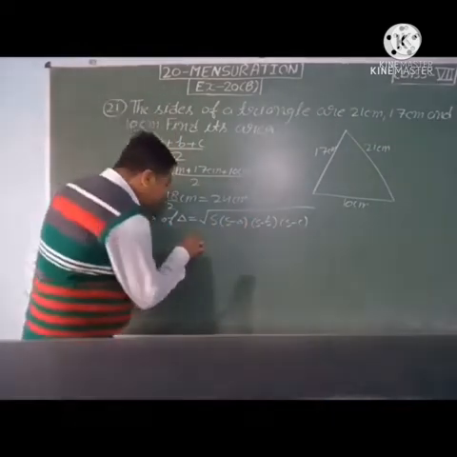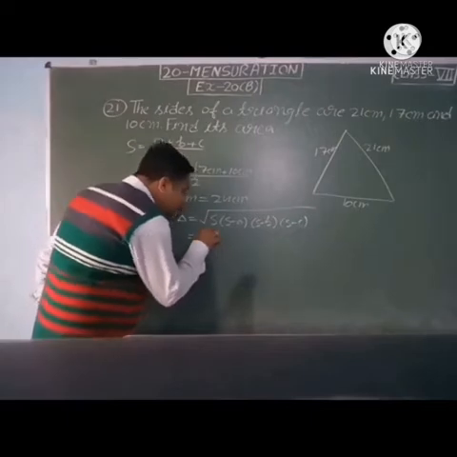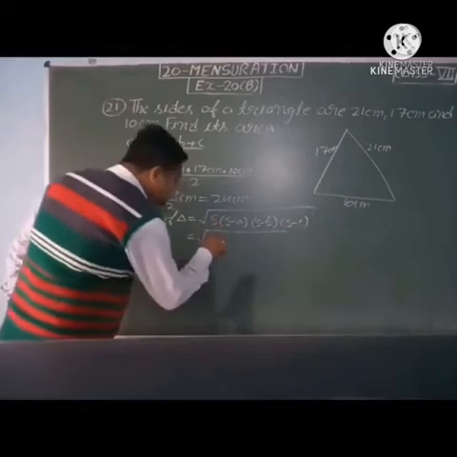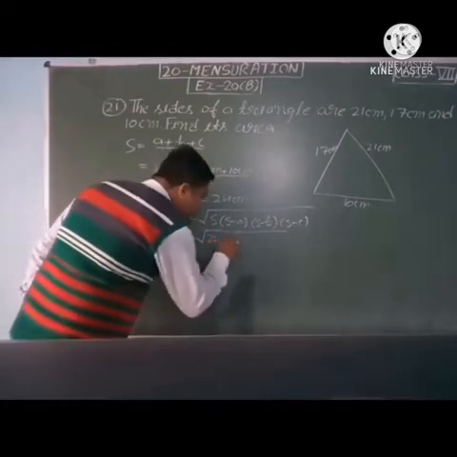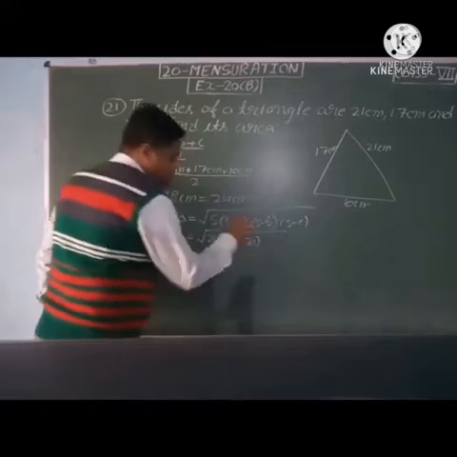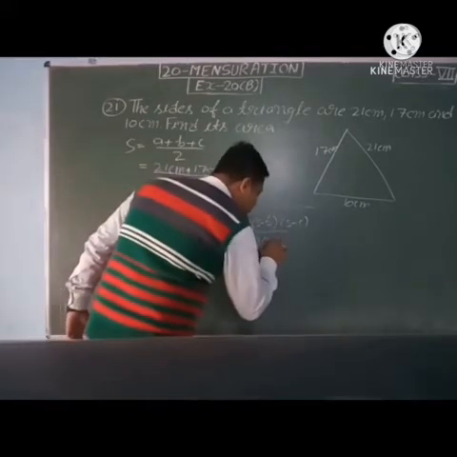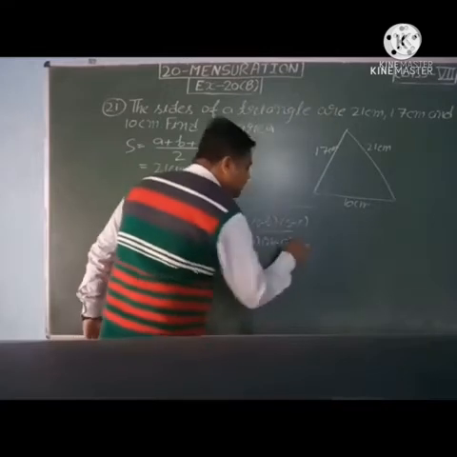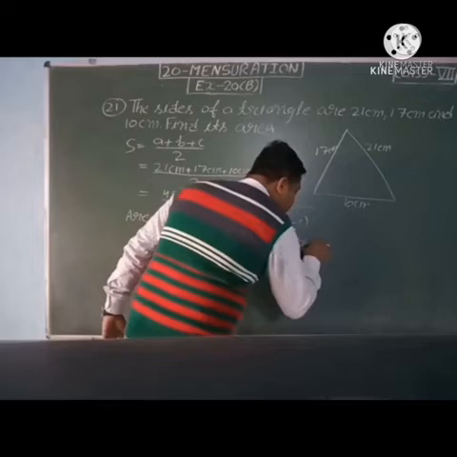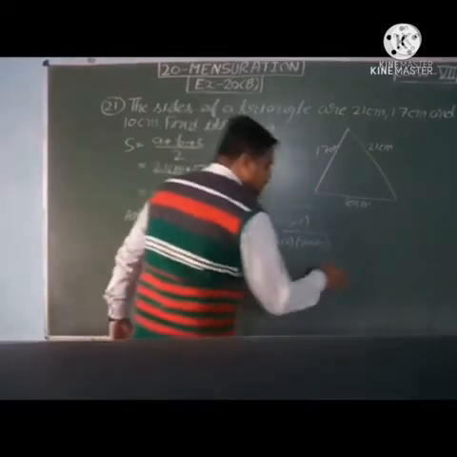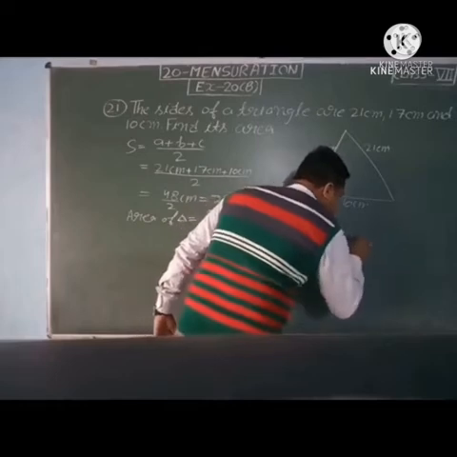So students, S we have, so we can put the value of S. Yes, S is 24. Then 24 minus 21, S minus a. Now 24 minus 17, S minus b. Then 24 minus 10. Bracket close. In last, write centimeter square.